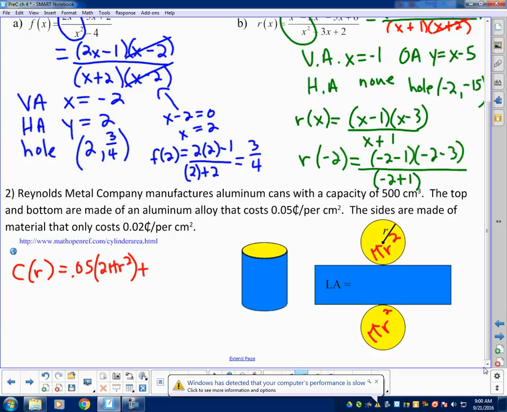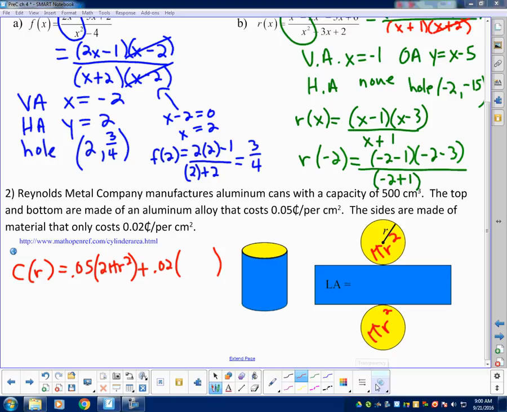Then it says the sides are made of material that only costs 0.02 cents per centimeter. So that's going to be 0.02 times the cost of the lateral area. Now, if you take a piece of paper and you fold that, you basically have a cylinder, right? There's my cylinder right there. If I open up this cylinder, I have a rectangle. The length of the rectangle is the same as the circumference of the circle.